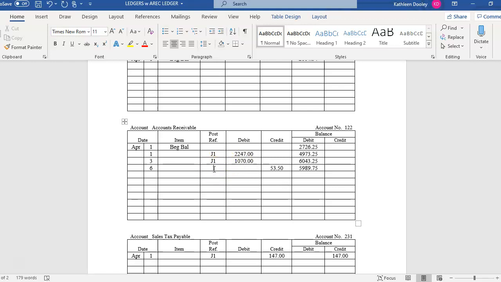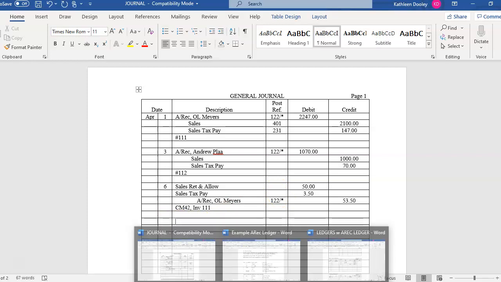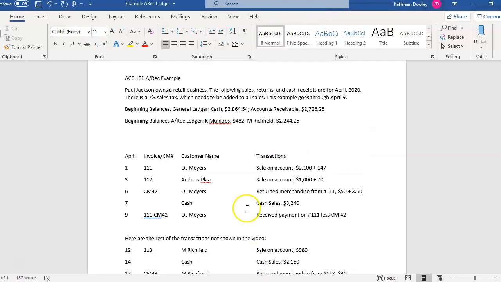Okay, where did this come from? J1. Now I go to my journal, last step of posting. Okay, I posted this to accounts receivable in the general ledger, which is 122, and I posted it to O.L. Myers in the subsidiary ledger, which is my asterisk. Okay, again, you'll still need to post the sales returns and allowance and the sales tax payable. Okay, let's go on to the next transaction.